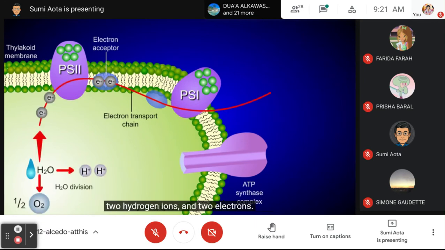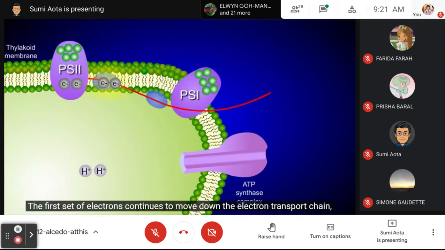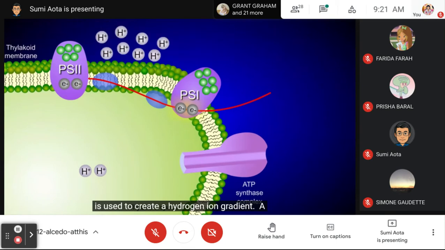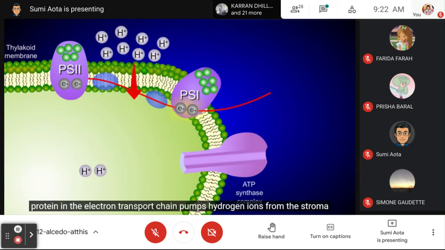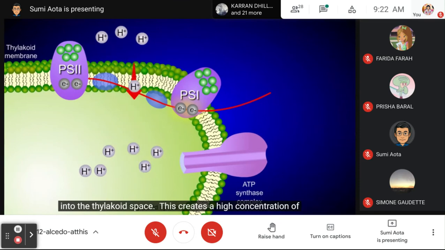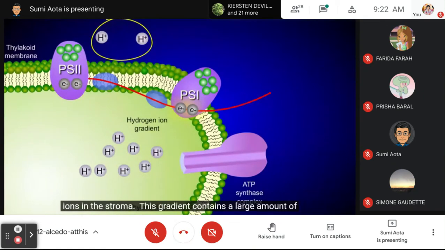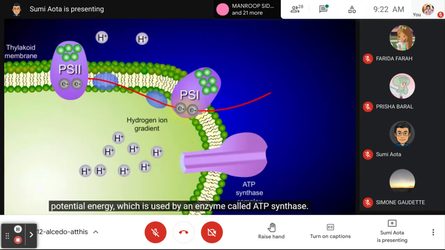and 2 electrons. The first set of electrons continues to move down the electron transport chain, releasing stored energy as it moves. This energy is used to create a hydrogen ion gradient. A protein in the electron transport chain pumps hydrogen ions from the stroma into the thylakoid space. This creates a high concentration of ions in the thylakoid space relative to the low concentration of ions in the stroma. This gradient contains a large amount of potential energy, which is used by an enzyme called ATP synthase.